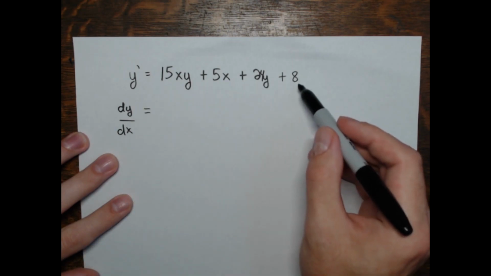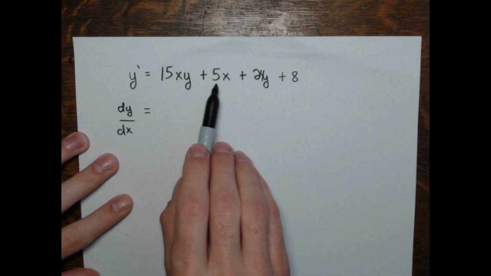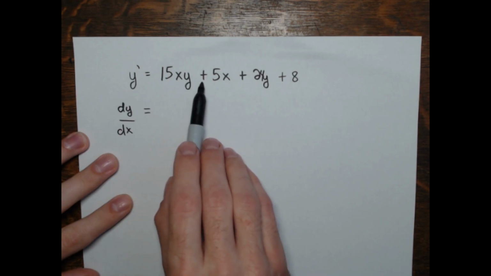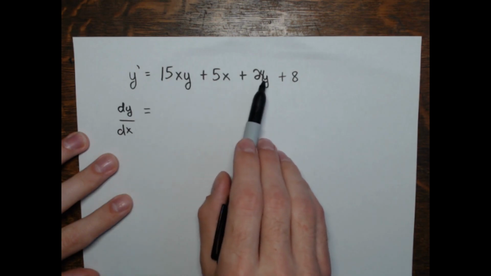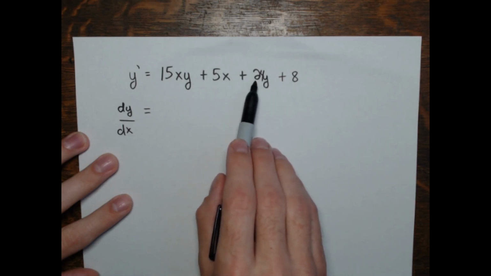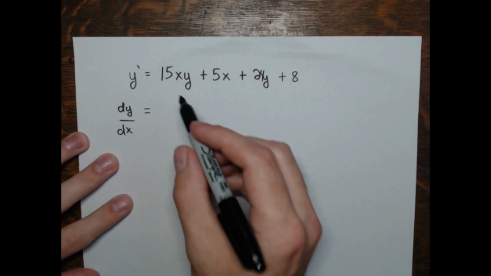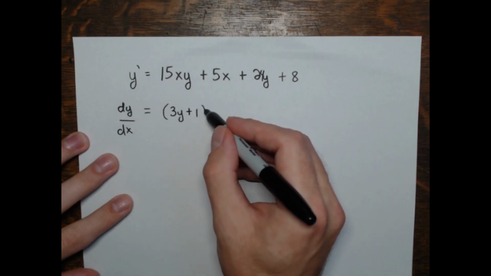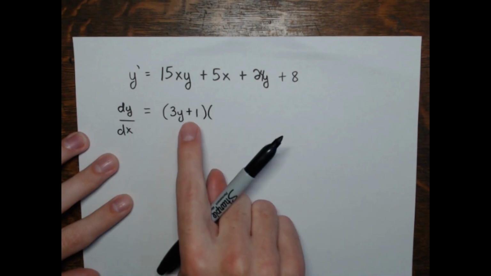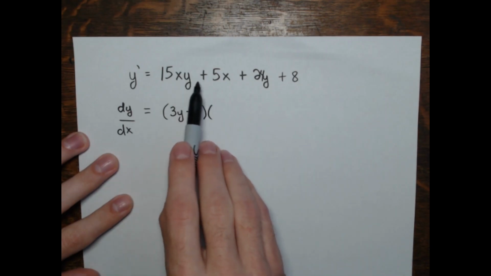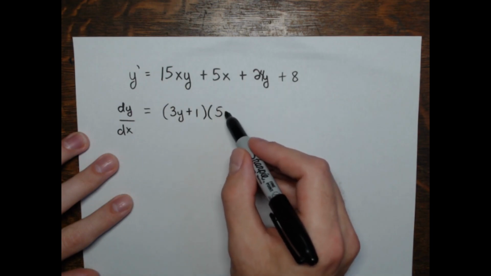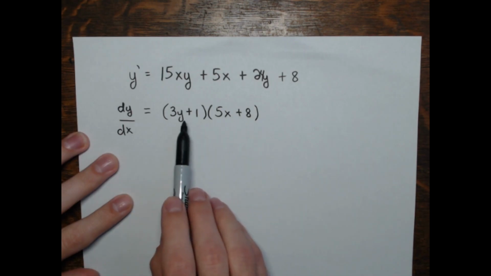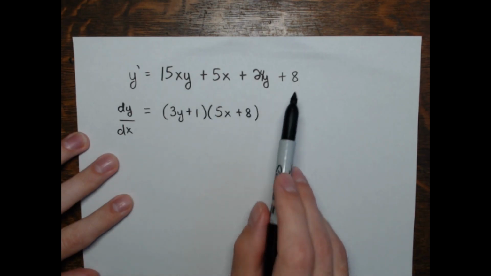And then over here, the first two terms have 5x in common, and then you'd have 3y plus 1. And then these two terms have 8 in common times 3y plus 1. So both halves have 3y plus 1 in common. So I'd factor that out, and then you'd have 5x plus 8 as the other factor. And you can double check by foiling, multiplying these, and you would get these four terms back.